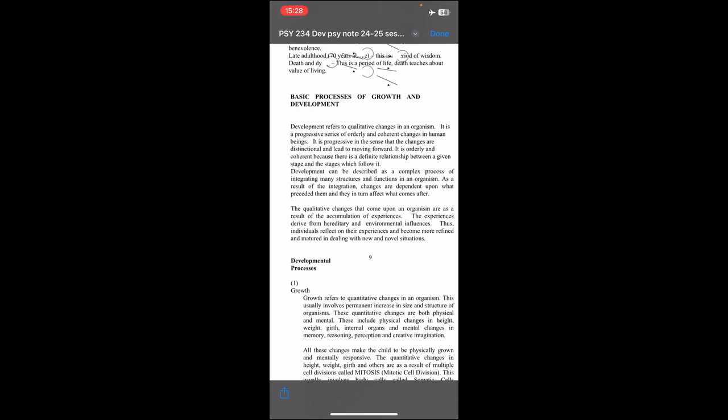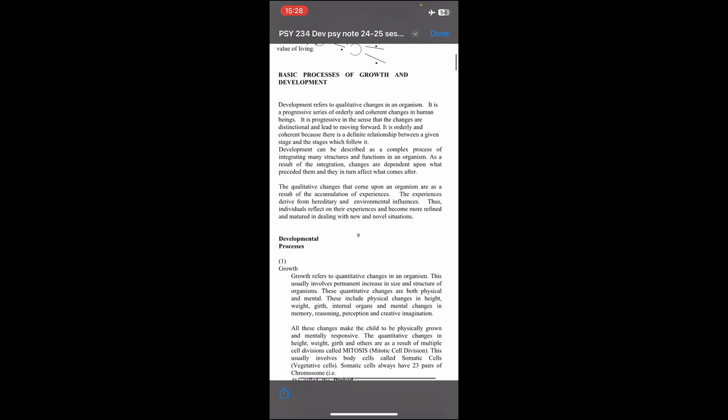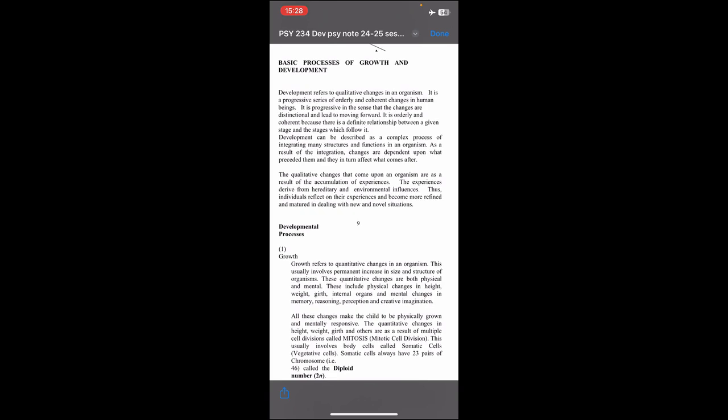Yes. So the qualitative changes that come upon an organism as a result of accumulation of experiences. Fantastic. The experiences derived from hereditary and environmental influence. Thus, individuals reflect on their experiences and become more refined and matured in dealing with novel situations. I think when they say experience is when you develop, let me give as a driver, you start off driving badly, then after a few months of experience, you're a better driver. Now, can you quantify that? You cannot quantify it, but it is a qualitative change. You've moved stages, you've developed.